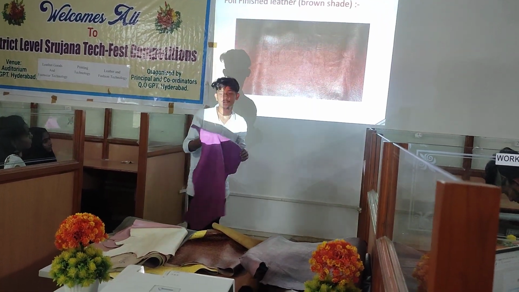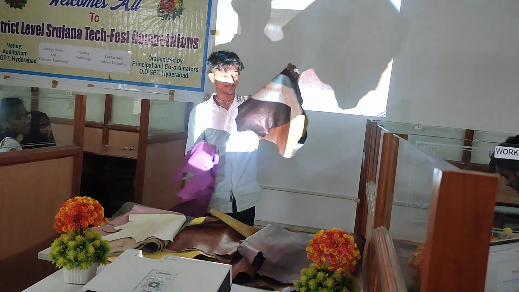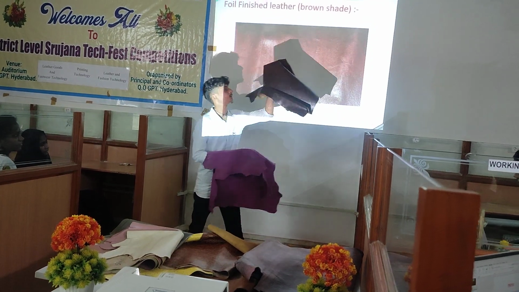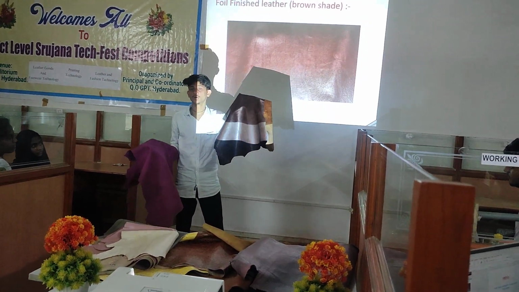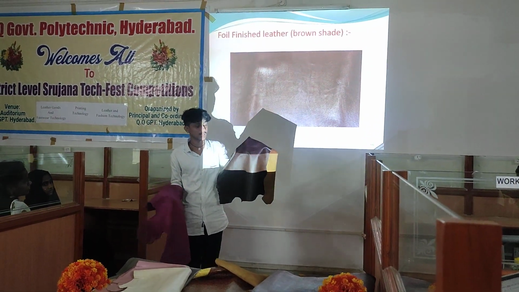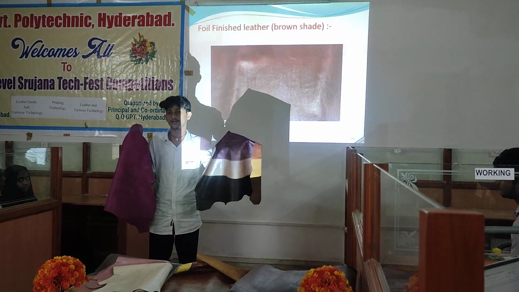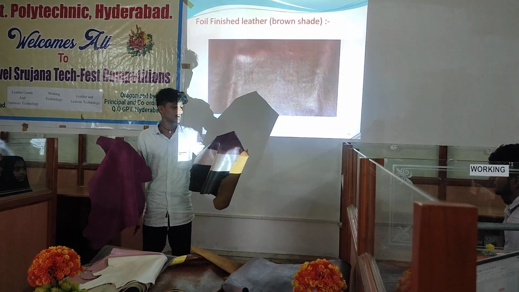Here we can see the foil finished leather. This is the crushed leather. This is called foil finished leather. See the difference between these and these. These have more appearance, good and shiny. It gives more shine compared to the crushed leather, and there are no defects on the foil finished leather. Here we can see the defects, but here we can't see the defects on the grain side.